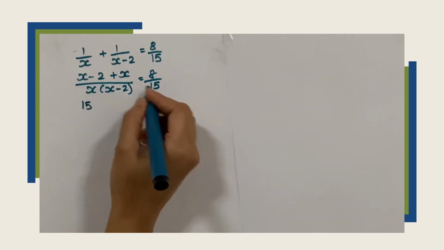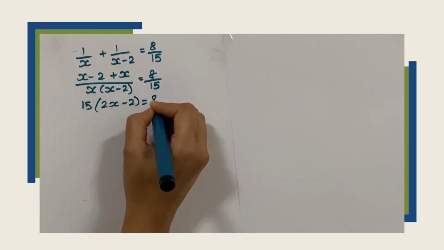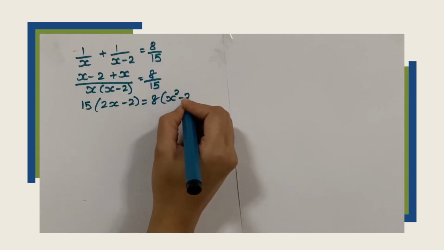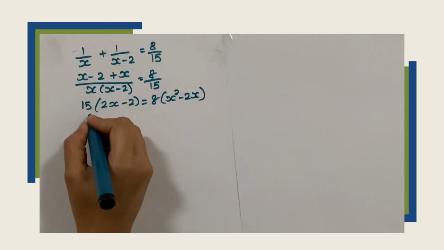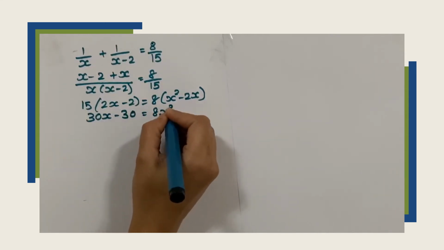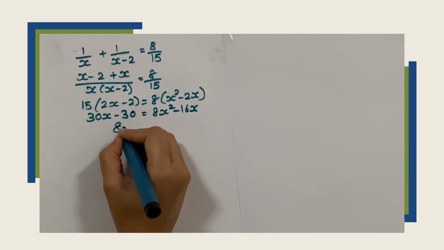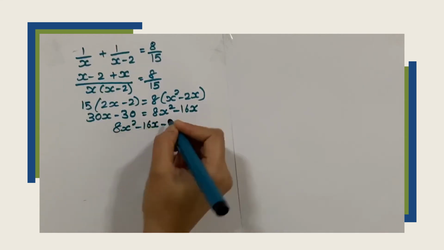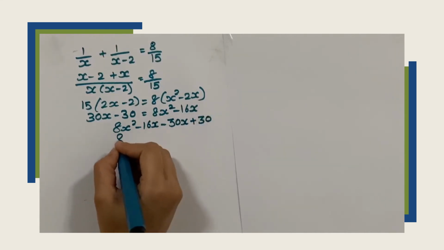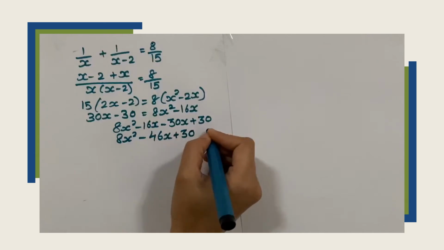So it becomes 15 into 2x minus 2. Then here, when you simplify, x into x minus 2 is x square minus 2x. Then multiplying, 30x minus 30 is equal to 8x square minus 16x. Then move this to that side, so it's minus 30x plus 30. So 8x square minus 46x plus 30 equal to 0.